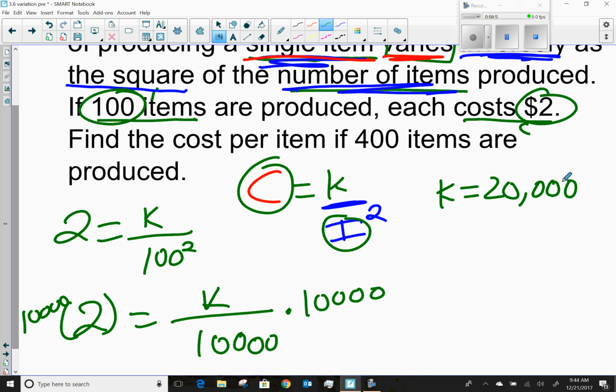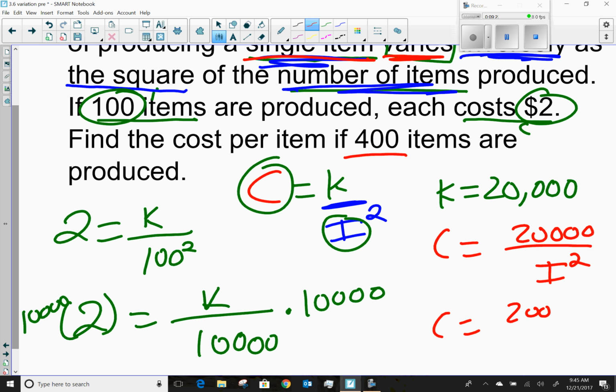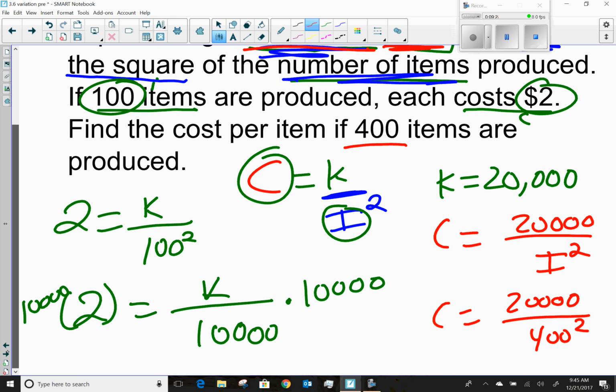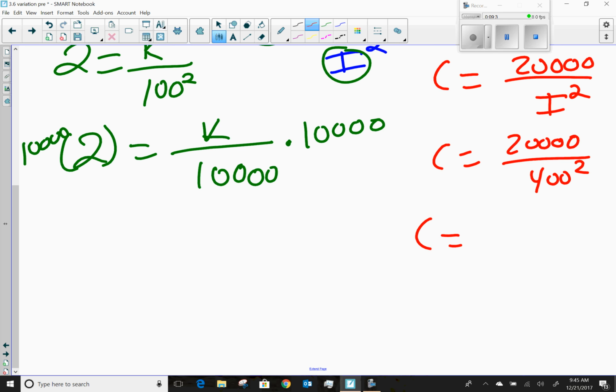Now I can go ahead and plug in my K, which is step 3, right? So C equals my K, 20,000 over my I squared. Now I can find out the cost of any item, right? As long as I plug in my I here, I can find the cost of any single item. So if we put 400 in, that's what they ask for. So C equals 20,000 over 400 squared. So that's just 4 squared and add 4 zeros. So C equals 20,000 over 16 and 4 zeros.